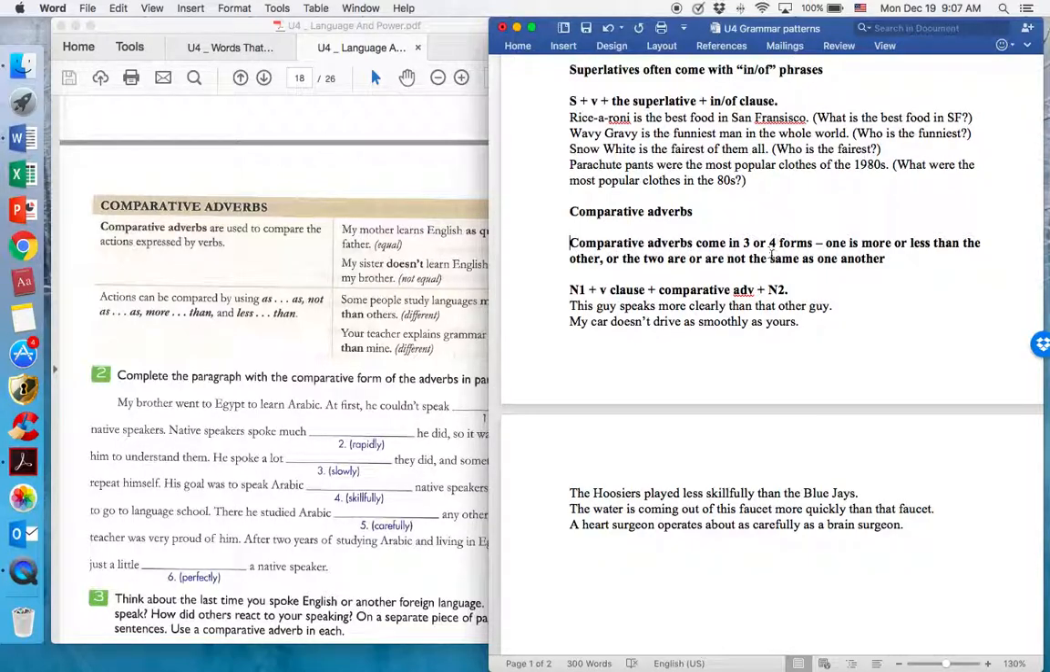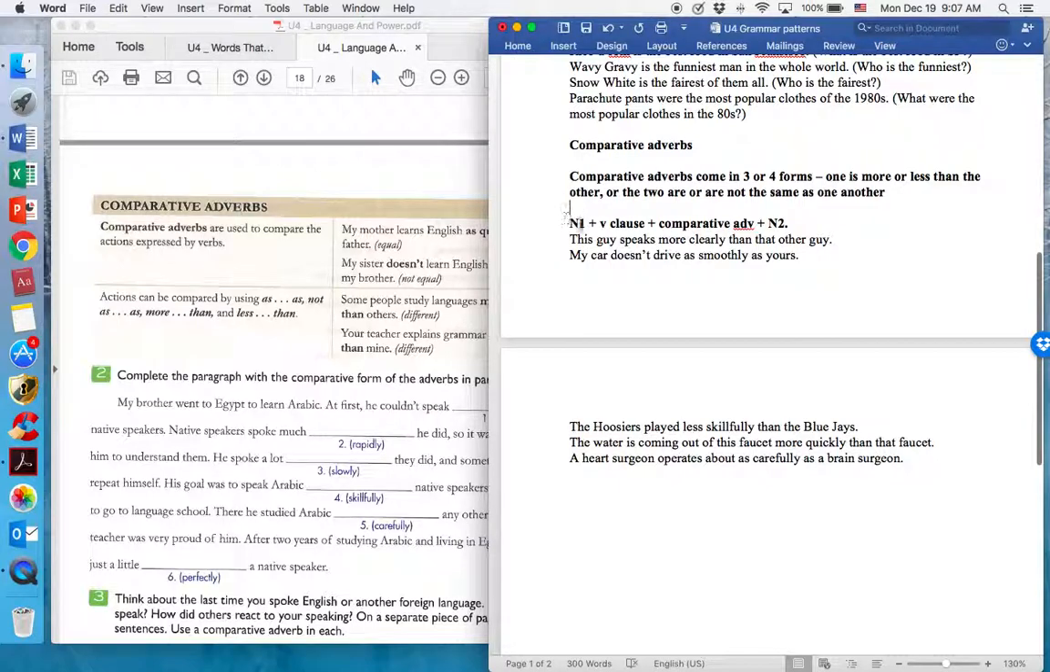Comparative adverbs come in three or four different forms, where we're talking about one thing which is more or less than another, or two things which are the same or are not the same as one another. So first here we have noun one, one person, one place, one thing, and then a verb clause, or a verb alone, and then a comparative adverb, and noun two.